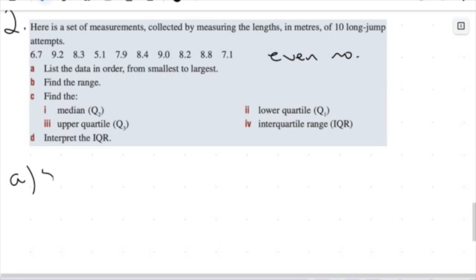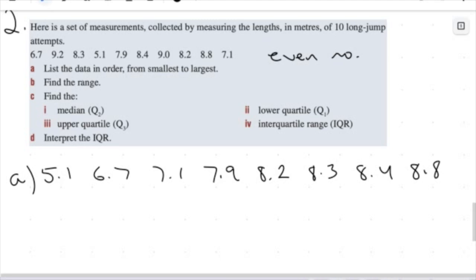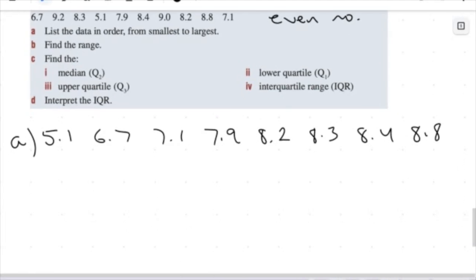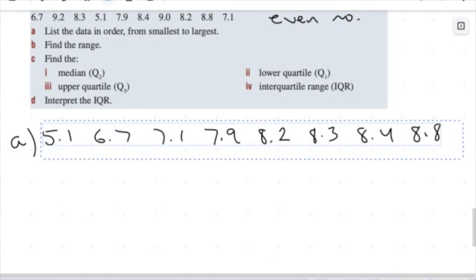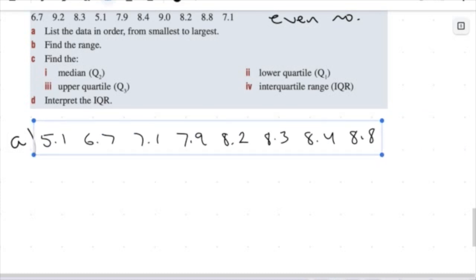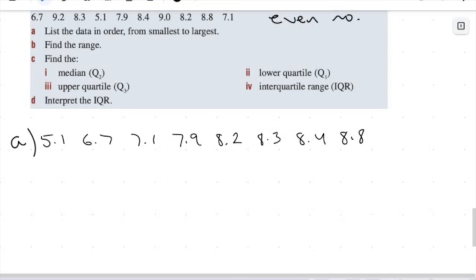So I have 5.1, 6.7, 7.1, 7.9, 8.2, 8.3, 8.4, 8.8. We have 9.0 and 9.2. Okay. Nice, we have all of our points here.